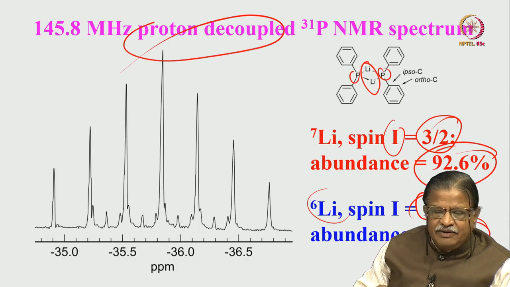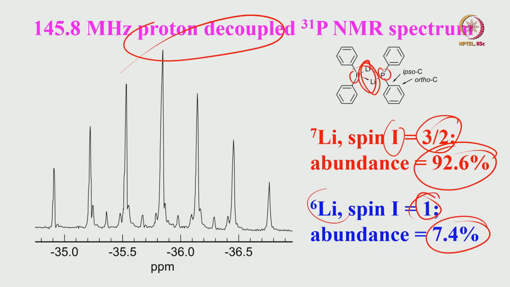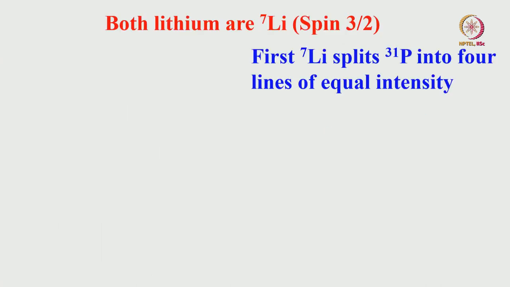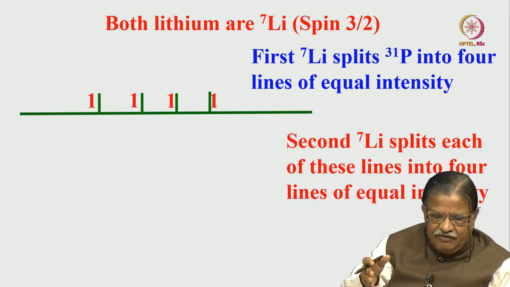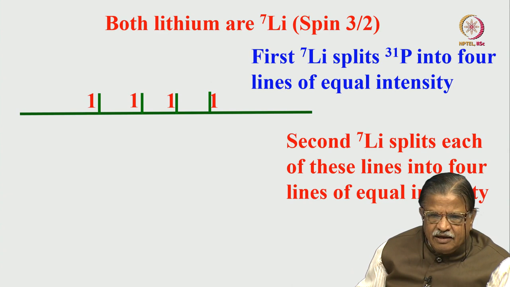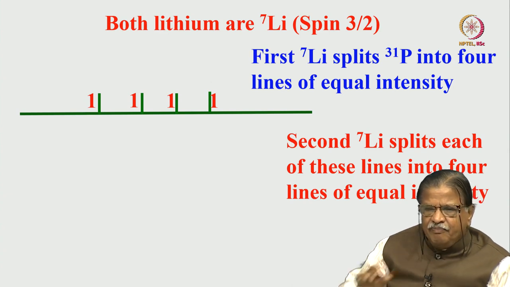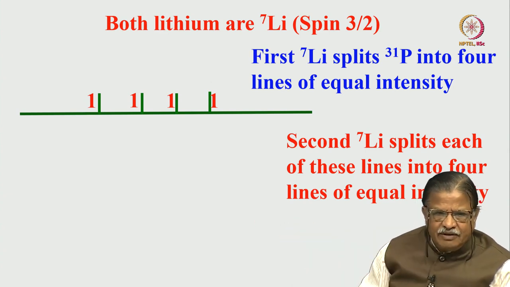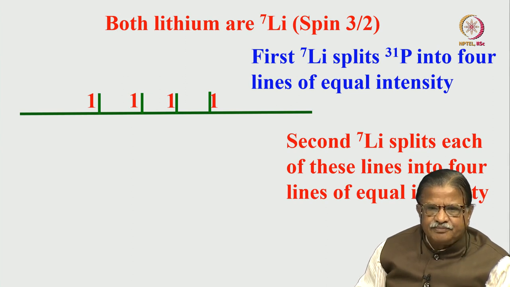One possibility is that both the lithiums could be lithium 7. When both the lithiums are 7, what will happen? One lithium splits phosphorus into 4 lines of equal intensity. That is what we saw for spin 3/2. Because the spin is 3/2, we have 4 lines of equal intensity, 1-1-1-1.